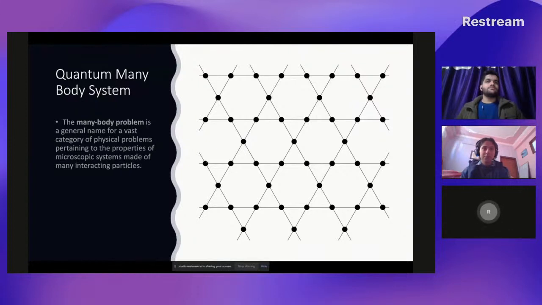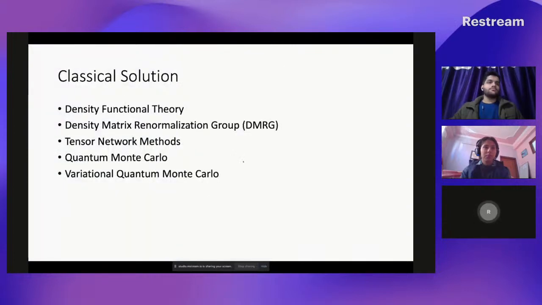You can find this problem in many fields. For example, if you want to design a new chemical, you want to know what properties this chemical has. You have to simulate your material, and this will encounter this problem. And if you want to build a superconductor and understand why it works, you have to solve this problem. So this is a very basic condensed matter problem, and it exists everywhere in our physical world.